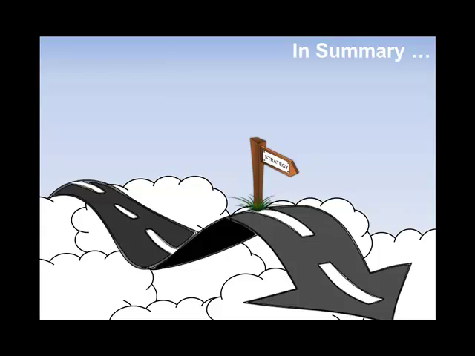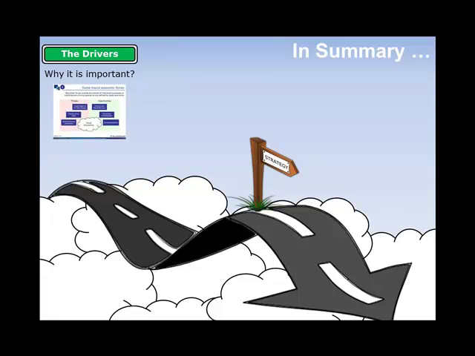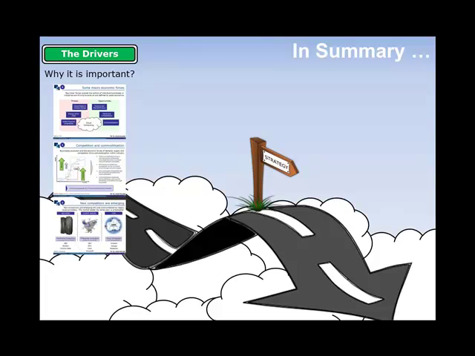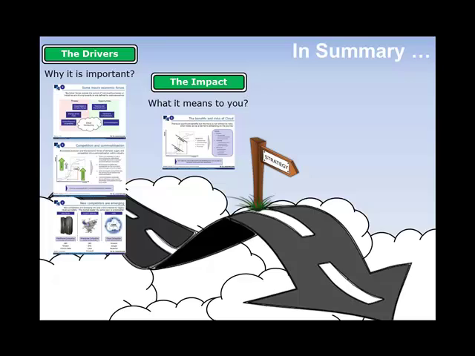So in summary, during this webcast we've covered what cloud computing is and how it's defined, the drivers and why it is important, some macroeconomic forces, the role and implications of commoditization, that it is an enabler for a paradigm shift in application development. We've talked about the impact and what it means to you, the benefits and risks, the key questions that will kickstart your strategic response.